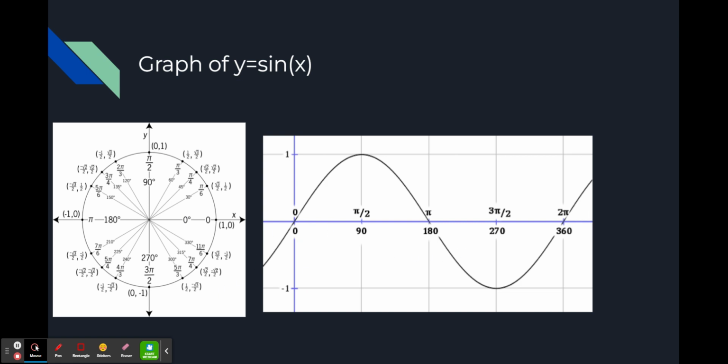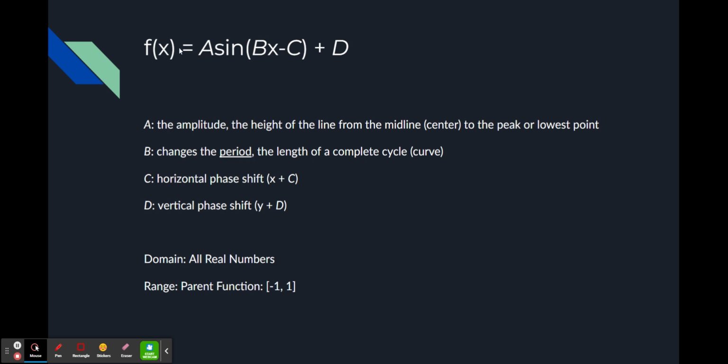Now we're going to be moving on to an example problem, because we've learned what the graph looks like and how to graph it. But before all that, we need to use the formula to find all the graphing points and plot our points and know what it's going to look like. The formula is going to be f of x equals a sine of b x minus c plus d.